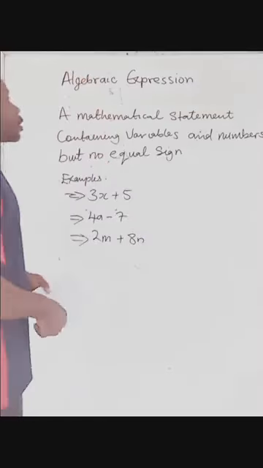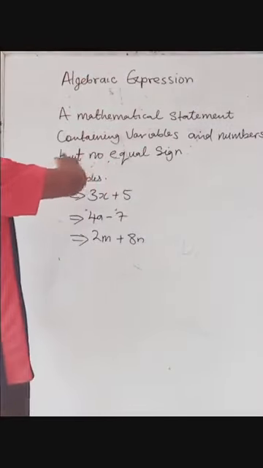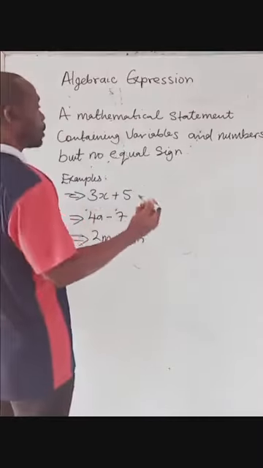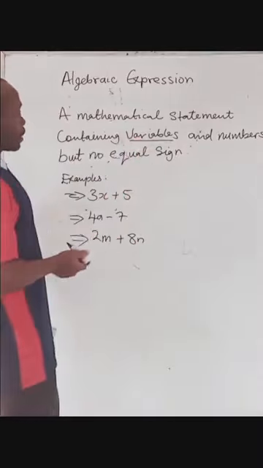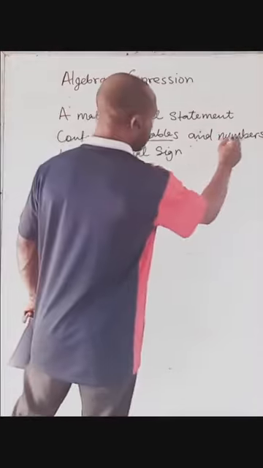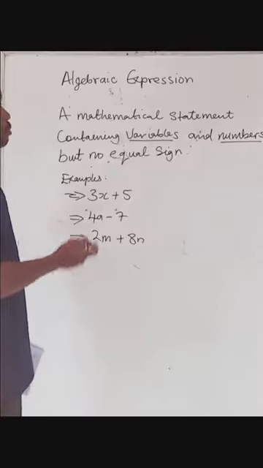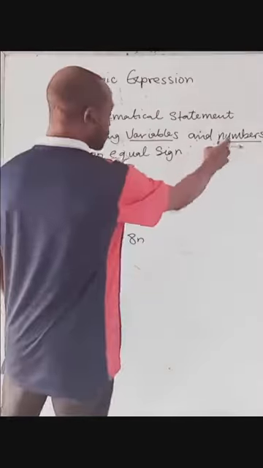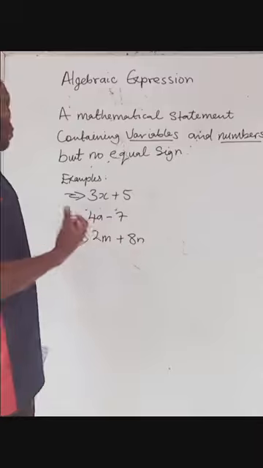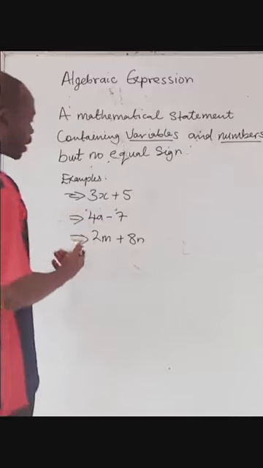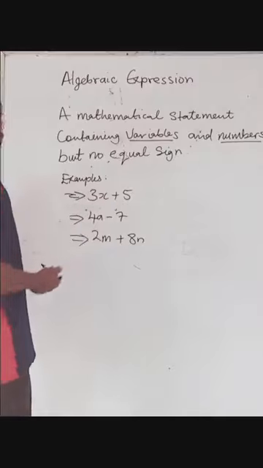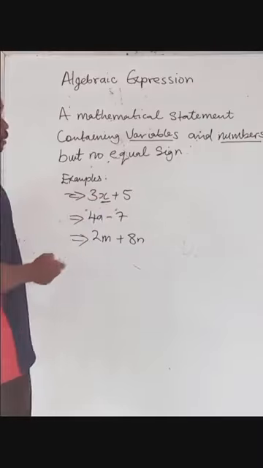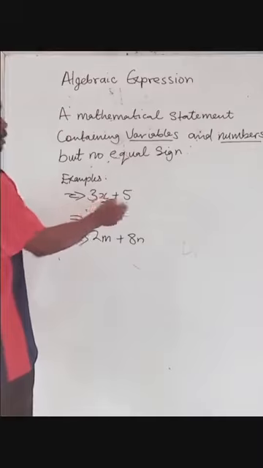An algebraic expression is a mathematical statement containing variables. A mathematical expression that contains variables and that also contains numbers. So a mathematical expression that contains variables and numbers is referred to as an algebraic expression. Examples are 3x plus 5. The variable in 3x plus 5 is x. And these are the numbers.